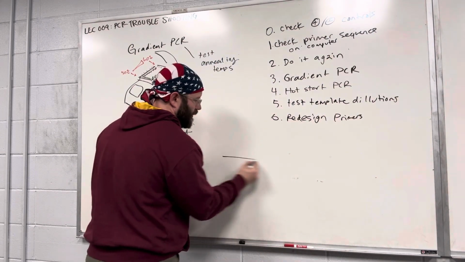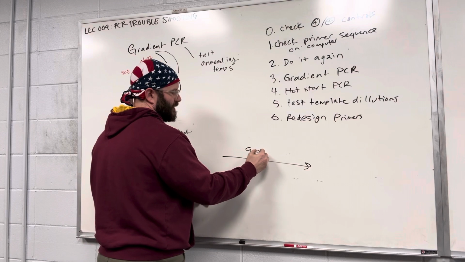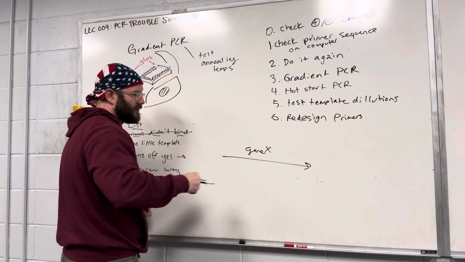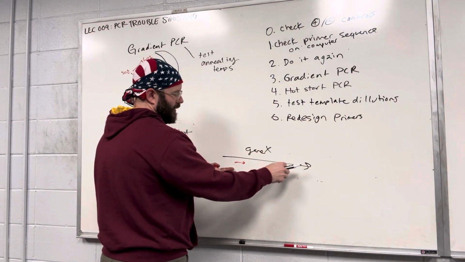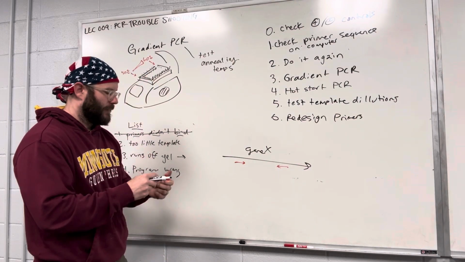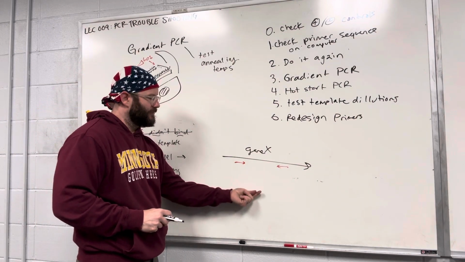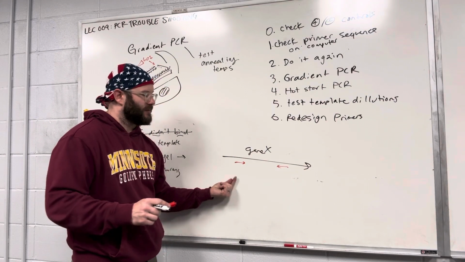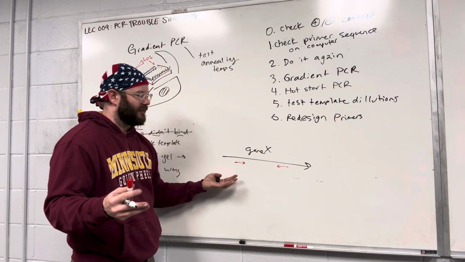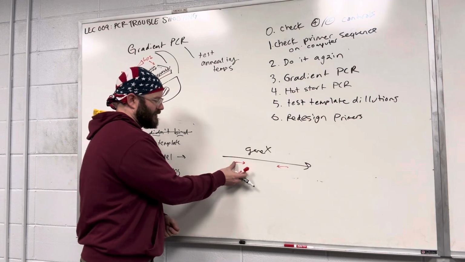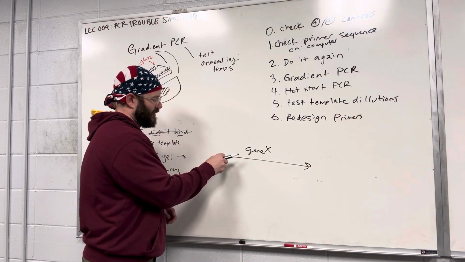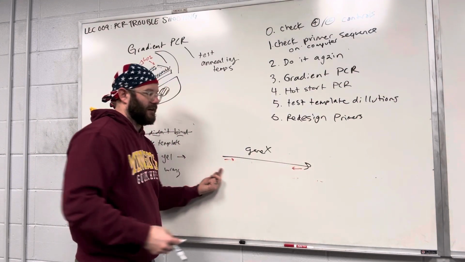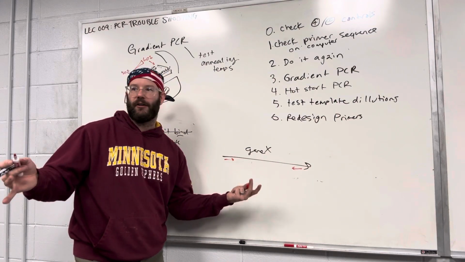So oftentimes when you're running a PCR, here's your GeneX. Imagine you were gonna PCR GeneX. Maybe you designed your primers here and here. Usually you have some flexibility in designing where these primers anneal. So sometimes it's as simple as you got unlucky, and if you just scratch these primers and pick different sites where they're annealing, all of a sudden now it'll work, okay?